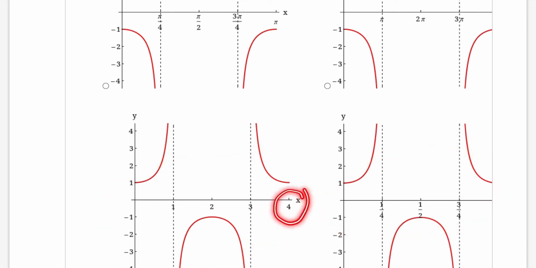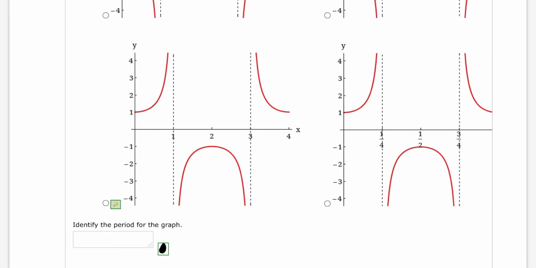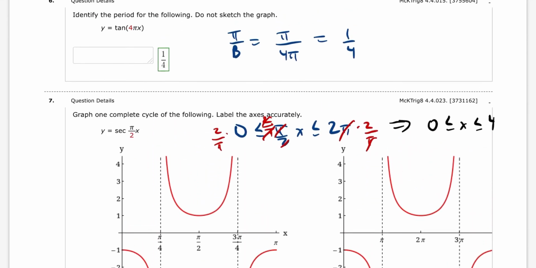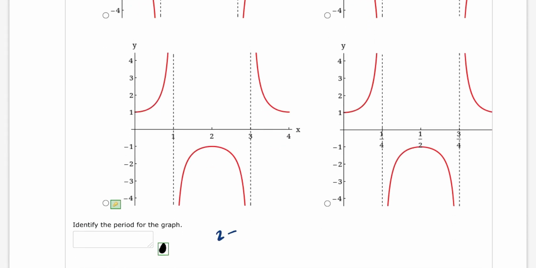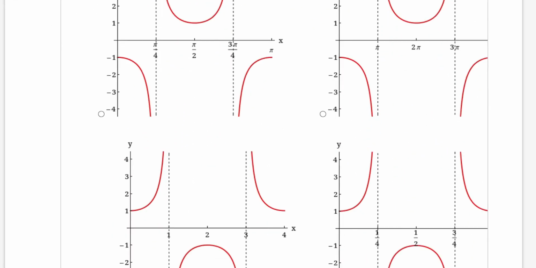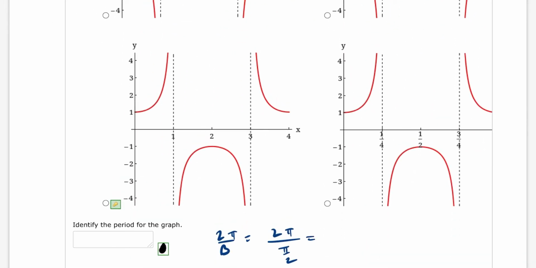The period is going to be 2pi/b, which is 2pi/(pi/2), which is, when you multiply by the reciprocal, going to be 4.